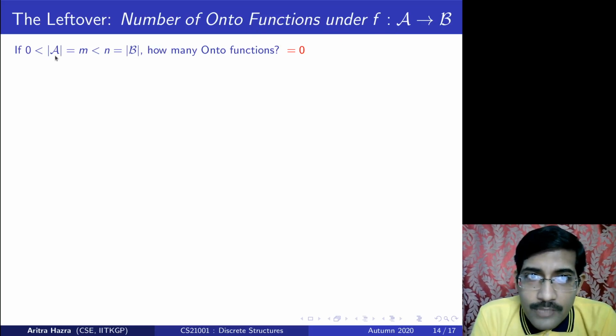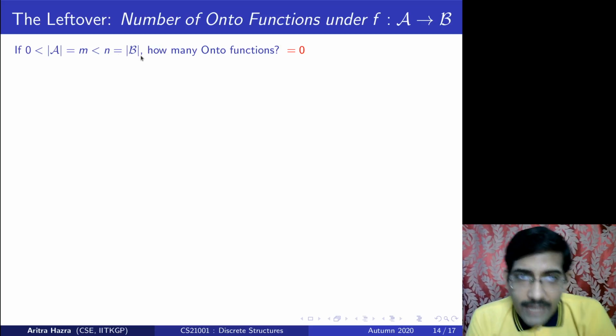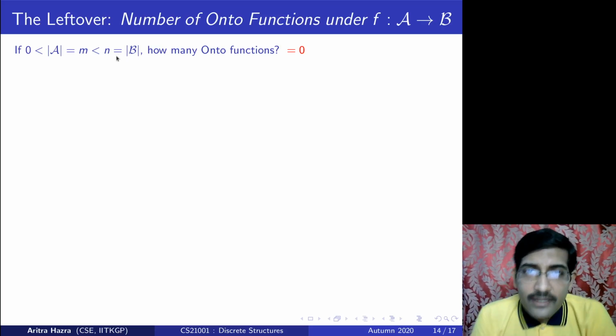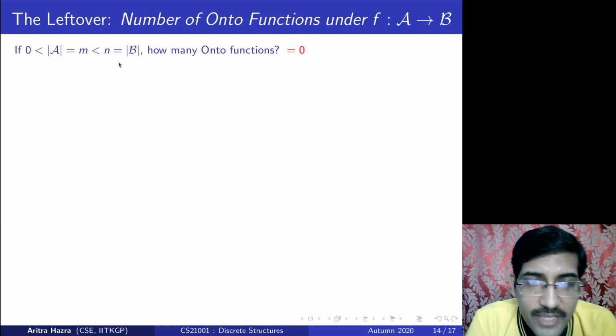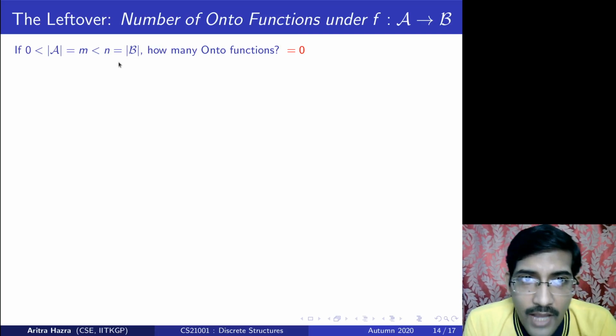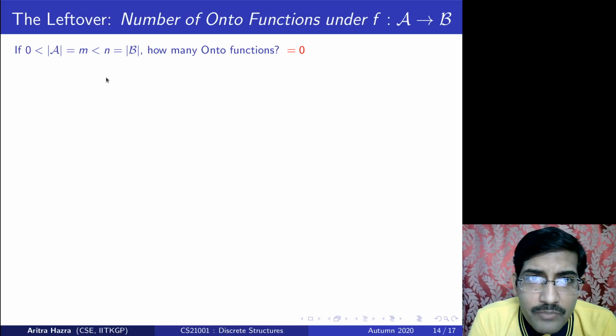So tell me, if the size of set A is M, if the size of set B is N, and if M is less than N, can we get any onto functions? Though I give you the results in red, please think alongside with me. I think not, because the number of elements in B are more, right? And function means that an element in A cannot be associated with two different elements in B.